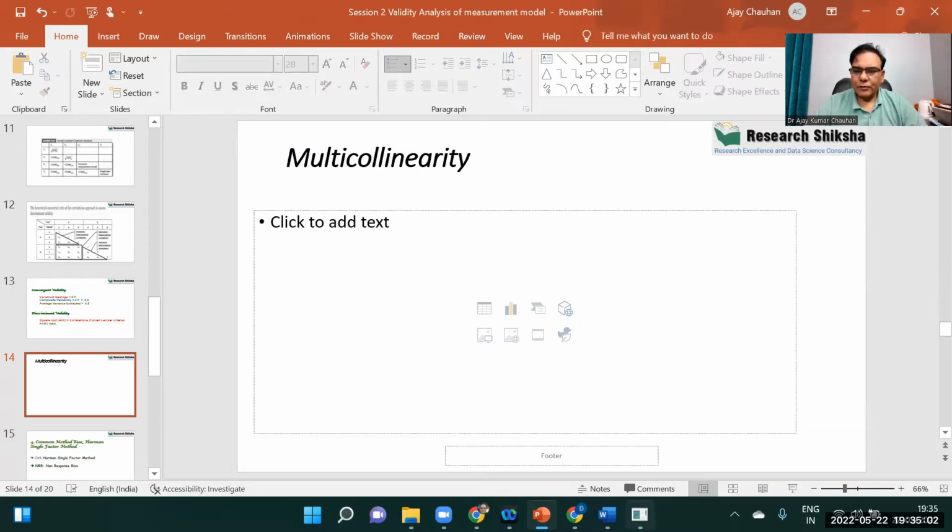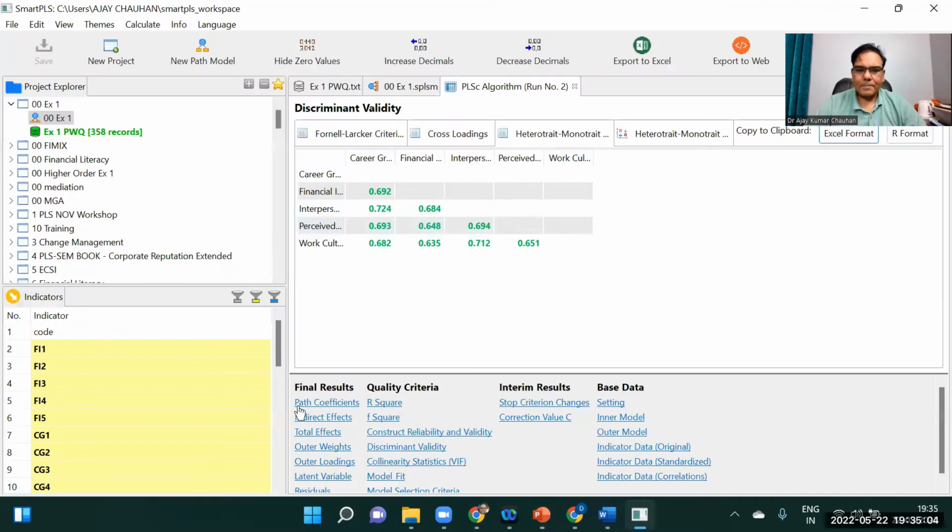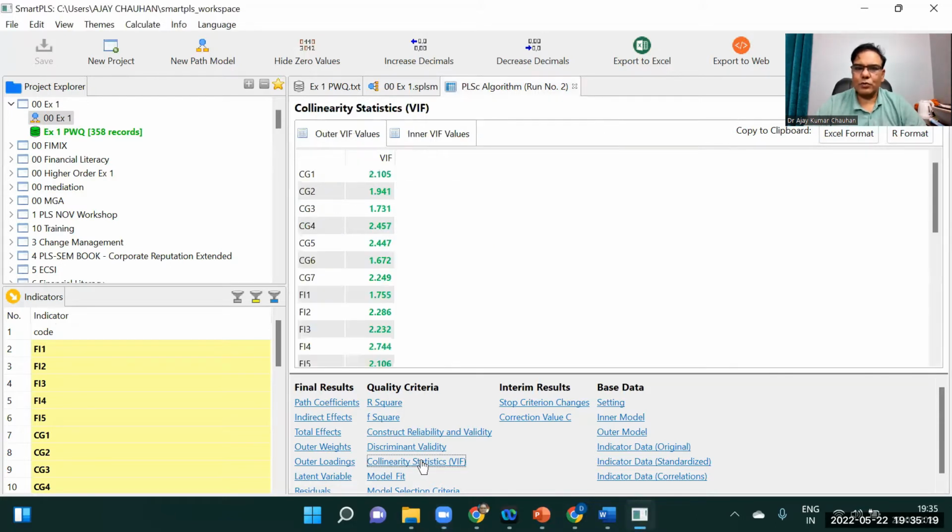Multicollinearity. So if you run the PLS, you have an option called collinearity statistics. I hope you can see here below the discriminant validity, we have a tab called collinearity statistics. If you go to the collinearity statistics, the software calculates collinearity statistics item-wise. And the condition is that collinearity is measured by VIF.